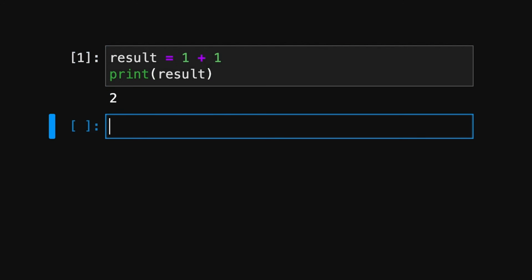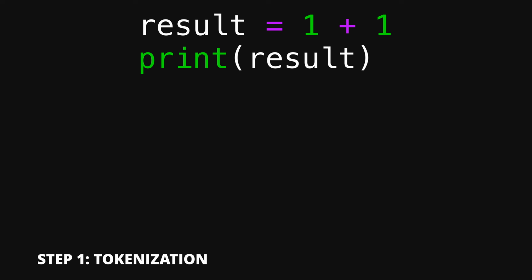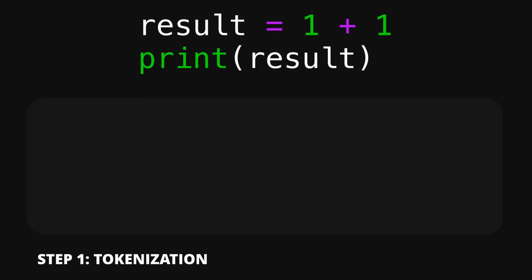Have you ever wondered what really happens when you add 1 plus 1 in Python? Sure, it outputs 2, but what actually happens underneath? Well, it's pretty sophisticated. First, the CPython interpreter breaks the program down into tokens.